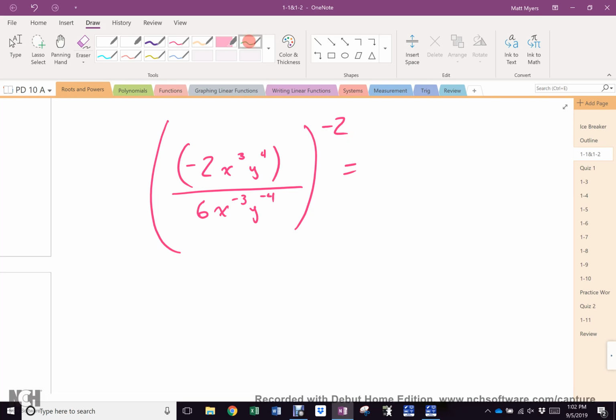Put the negative 2 exponent that's on the outside into the equation. You're going to bring the negative 2 everywhere inside. Yes. Okay, so you're going to have negative 2 to the negative 2. X to the what? X to the negative 6. Y to the what? Negative 4. Or negative 8. Over. Yep. What's going to be on the bottom? 6 to the negative 2. X to the negative 6. Negative 6. Positive 6. And same thing with y to the positive 8.